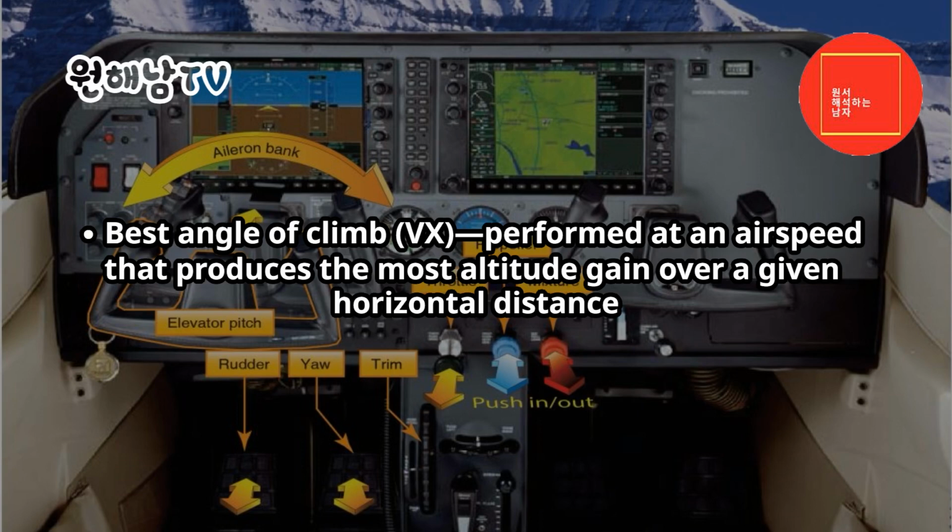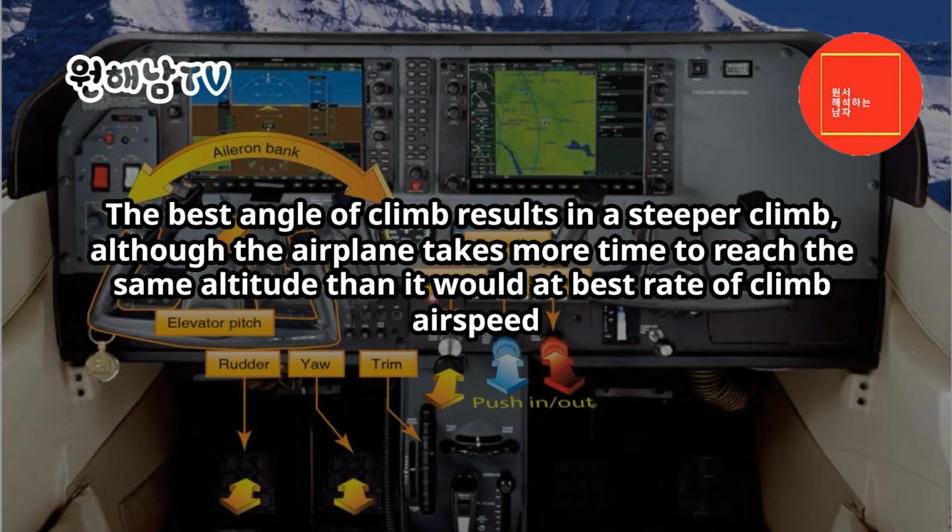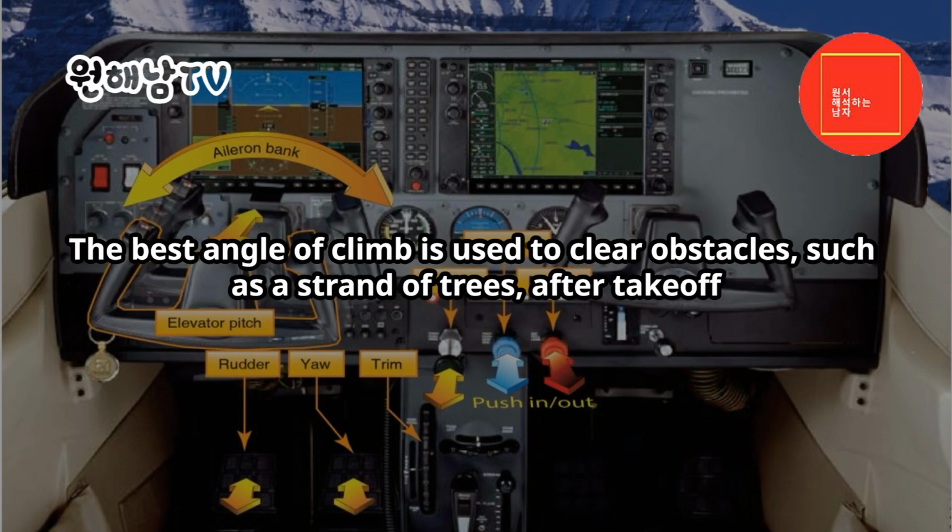Best angle of climb, VX, is performed at an airspeed that produces the most altitude gain over a given horizontal distance. The best angle of climb results in a steeper climb, although the airplane takes more time to reach the same altitude than it would at best rate of climb airspeed. The best angle of climb is used to clear obstacles, such as a stand of trees, after takeoff.